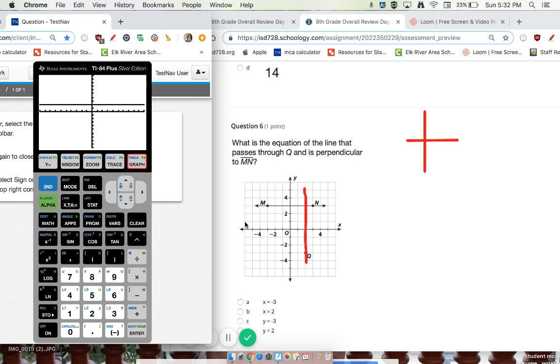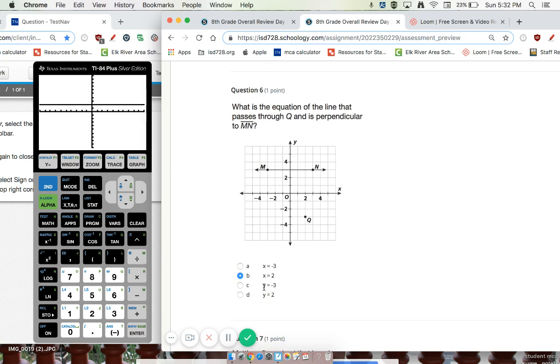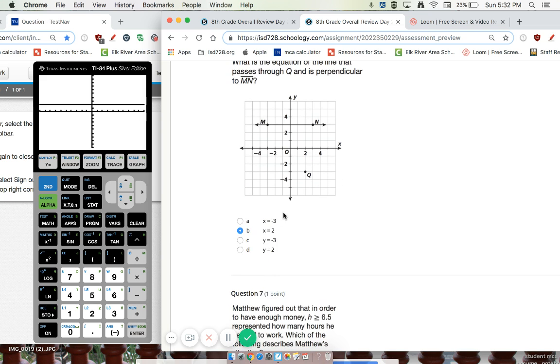It's parallel. It goes like this. It's not. So it's one of my x equals. So x is negative 3 is right here. So that would be perpendicular, but it doesn't go through Q. So the one that goes through Q is the x equals 2. And again, my strategy there was to graph my y equals to see that those are actually horizontal lines, and then I know my x's are vertical.